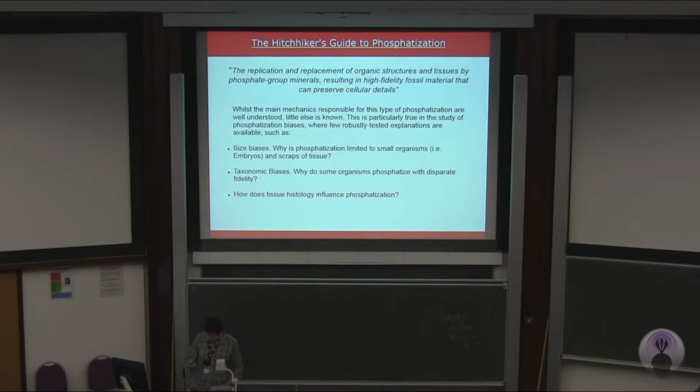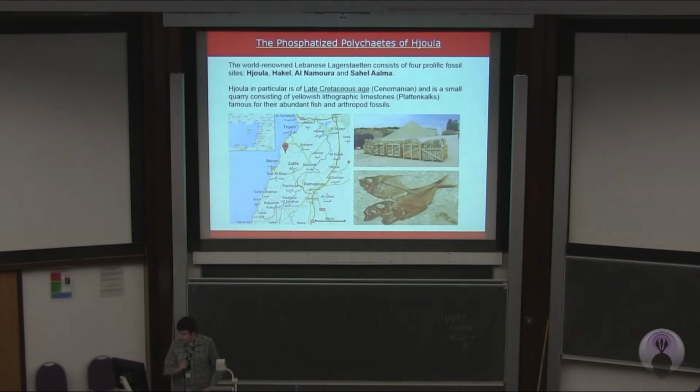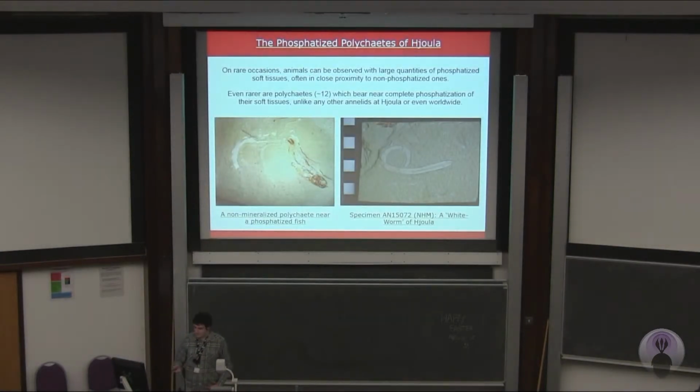So, this is where our phosphatized annelids from the Lebanese Lagerstätte come in. These polychaetes are from the Lagerstätte of Hajoula, one of the four prominent Lagerstätten of northern Lebanon. They're of late Cretaceous age and are much akin, as I've previously mentioned, to the Solnhofen limestones, here pictured at Eichstätt quarry, these yellowish lithographic limestones, or Plattenkalks for the Germans out there. These sites are particularly well known for their lovely preservation of fish in these iron oxide stained fossils, and also of arthropods. On rare occasions, however, we get these phosphatized soft tissues.